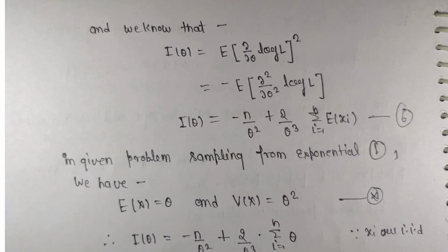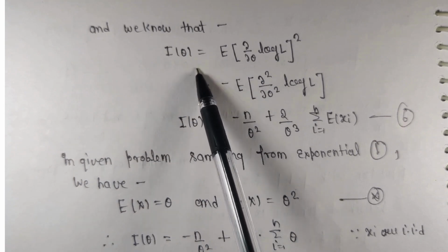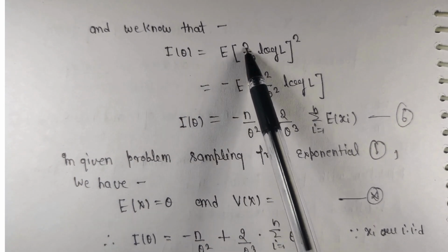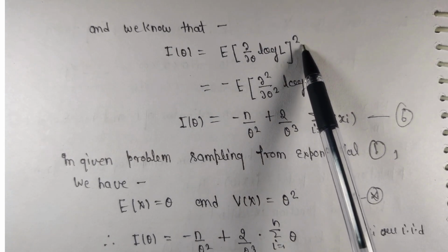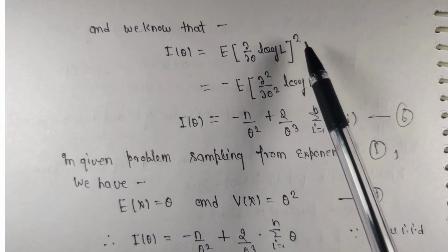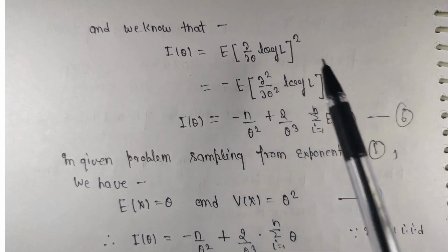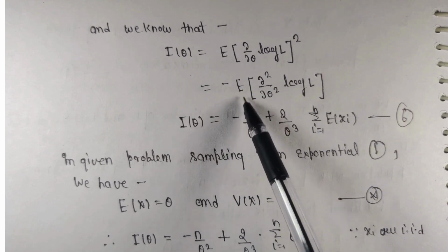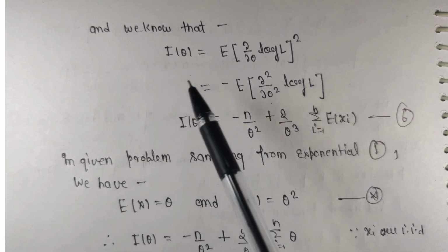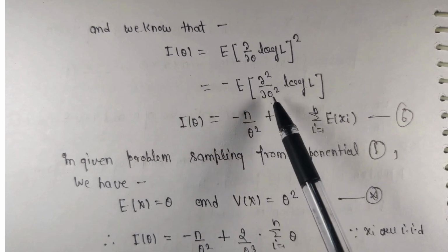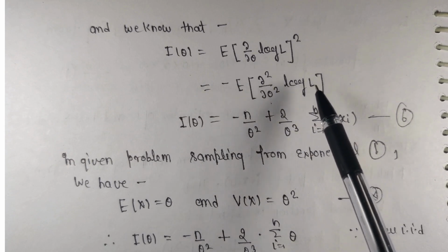Okay, so in the next step we know that I(theta) is the expected value of (del by del theta log L) whole square. Is it clear? And we can write this expression in the form of this expression, minus the expected value of del 2 log L by del theta square. That's why in the previous step I did the second derivative of the likelihood function.